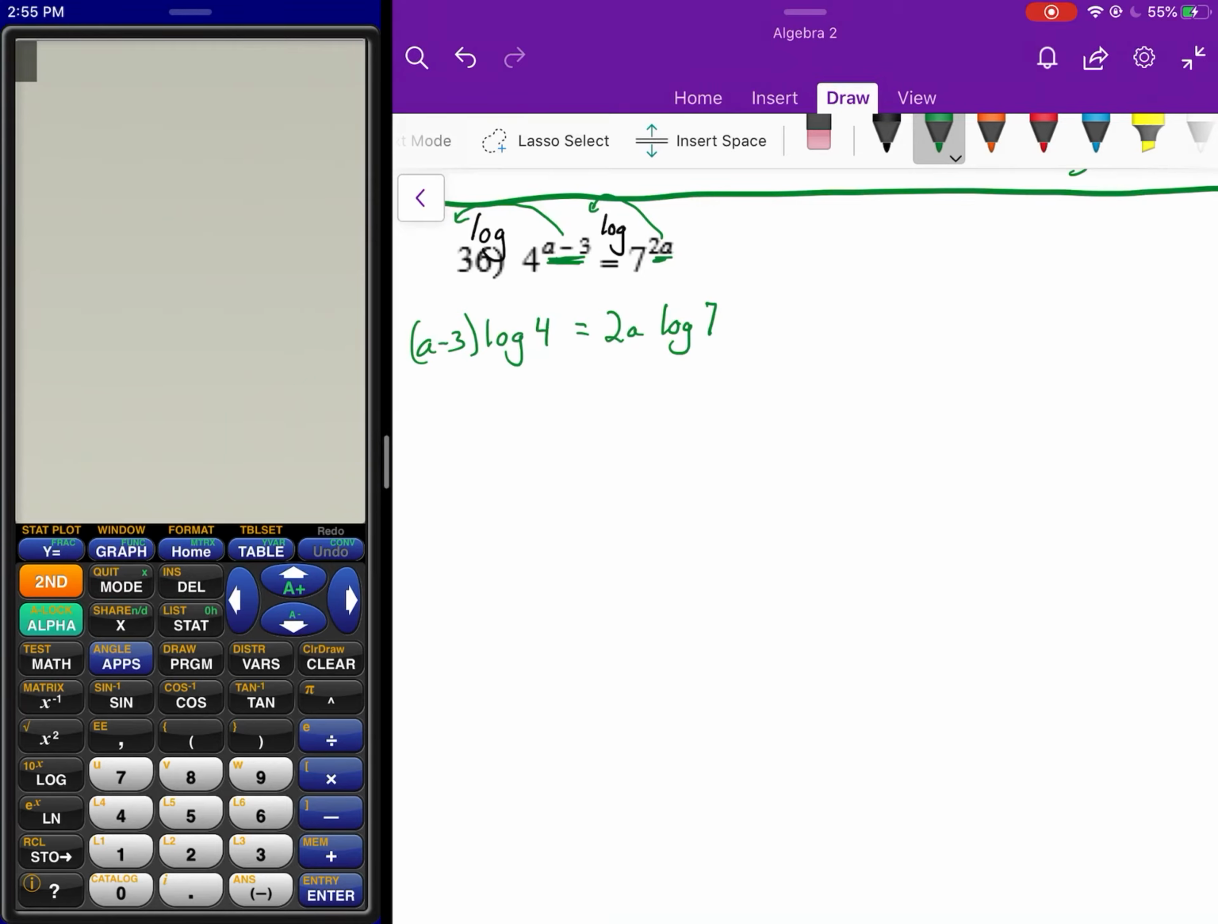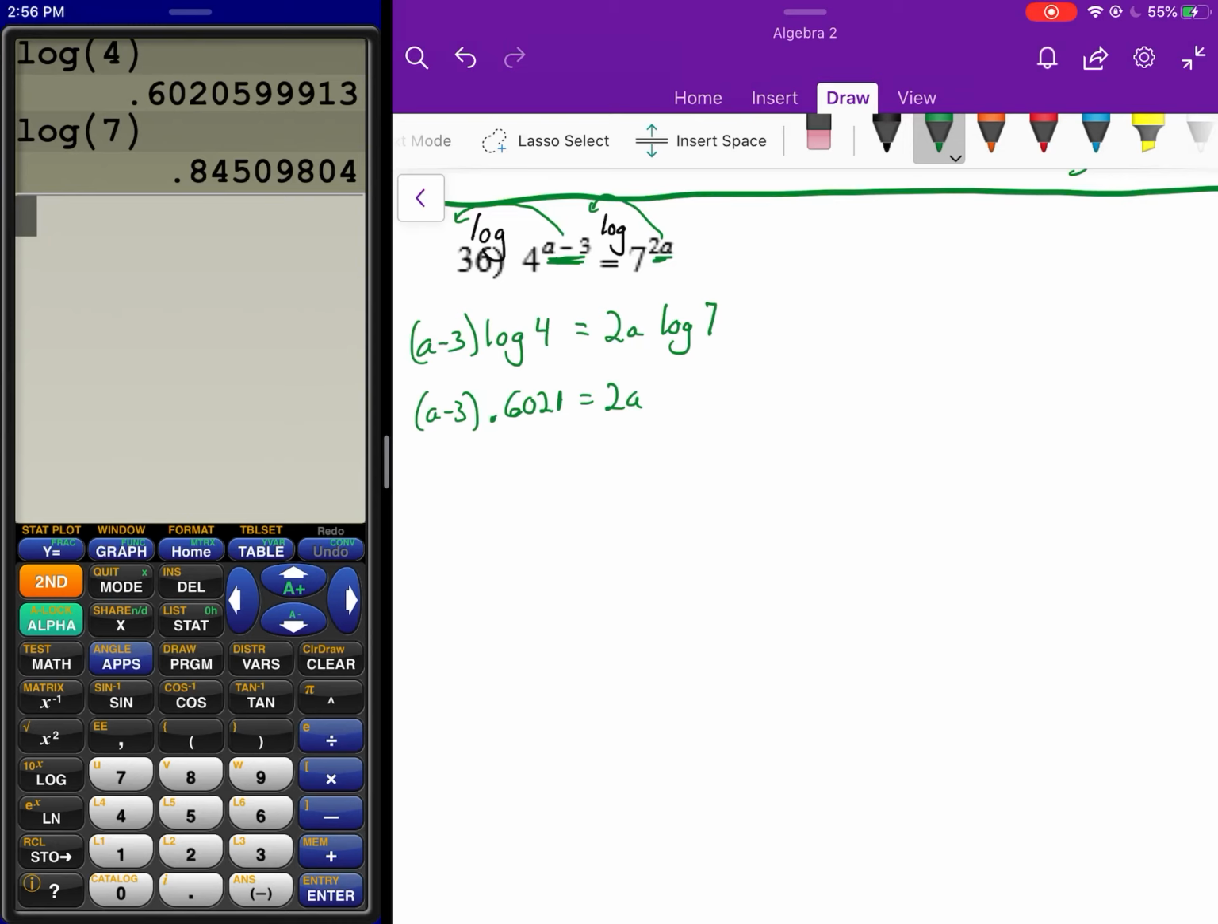I mentioned before there are a couple different ways to do this. You can actually leave the logarithms in there throughout, the log of 4 and log of 7, and solve for a. We are not doing that right now. So we're going to figure out what these two things are equal to. Log of 4 is 0.6021. Log of 7 is 0.8451. And now we're going to solve for a.